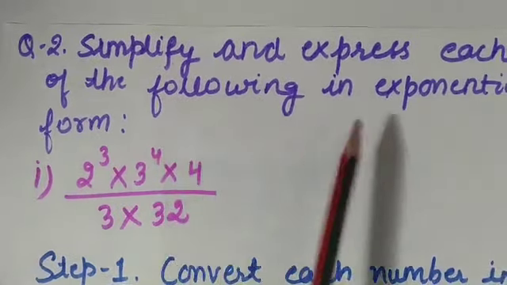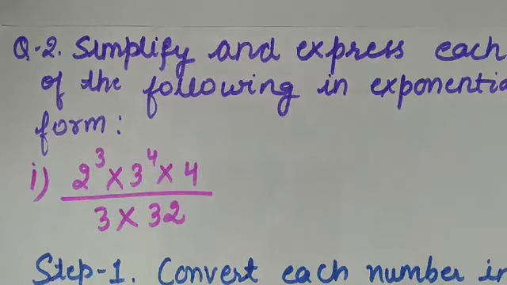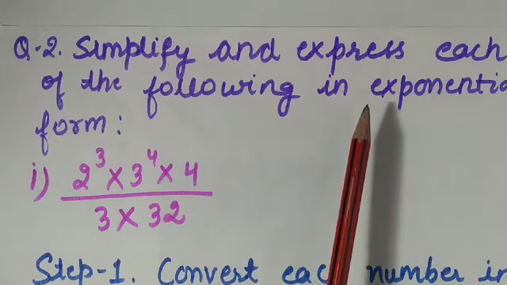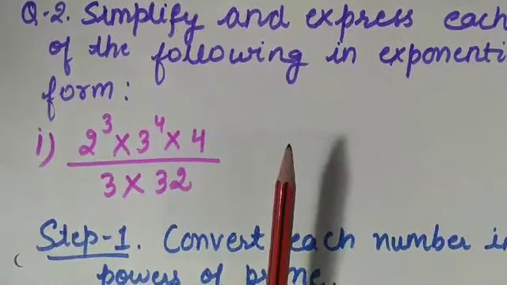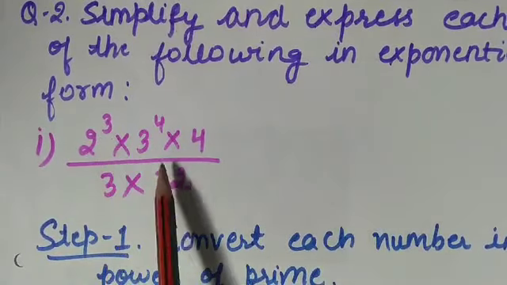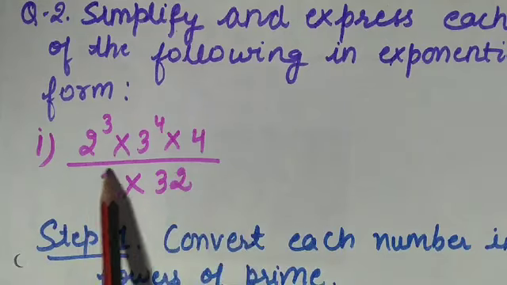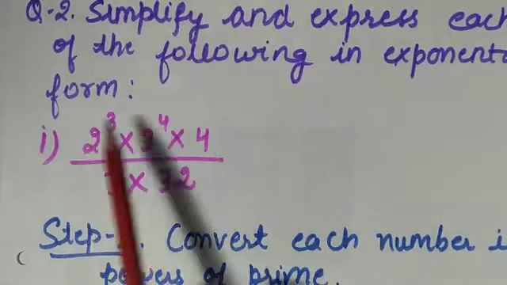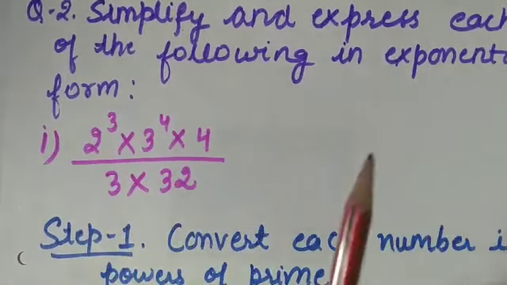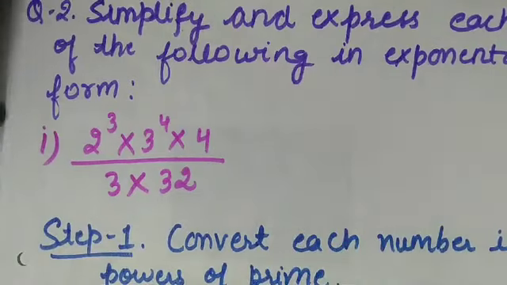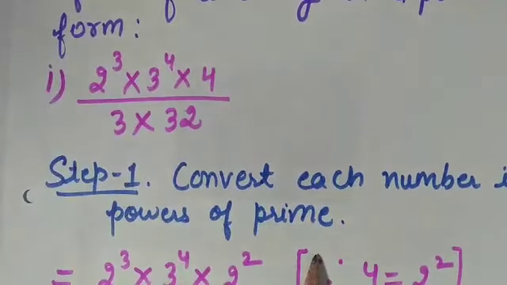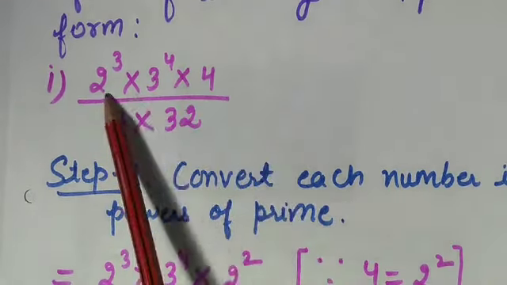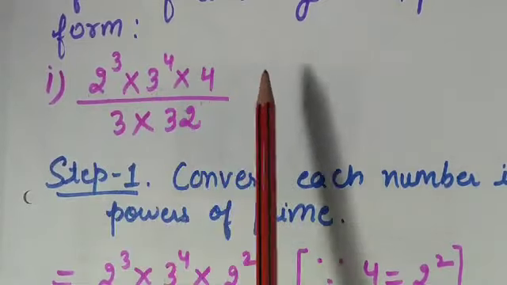Simplify and express each of the following in exponential form. We have to simplify the numbers and we have to give the answer in exponential form. So first part we are having is 2 raised to the power 3 into 3 raised to the power 4 into 4 divided by 3 into 32. First step, whenever you are solving this type of expressions, first step you have to do is convert each number in the powers of prime. Express each number in the powers of prime. It means you have to write each number in the powers of prime.